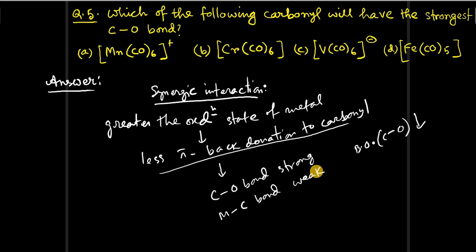So here you can see the highest oxidation state is for manganese, it is +1. For option B, chromium is in 0 oxidation state. Option C, vanadium is in -1 oxidation state. Option D, iron is in 0 oxidation state. So highest oxidation state here is for manganese, so that will give less pi back donation. That means the carbon oxygen bond will be strongest there.